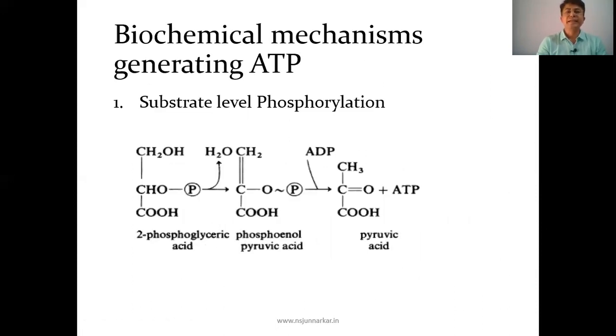Biochemical mechanisms generating the ATP. These involve substrate level phosphorylation, oxidative phosphorylation, or photophosphorylation. Substrate level phosphorylation involves the transfer of a phosphate group from a high energy compound to ADP, resulting in formation of ATP. So this kind of ATP synthesis occurs when the organism is carrying out the fermentative type of metabolism.